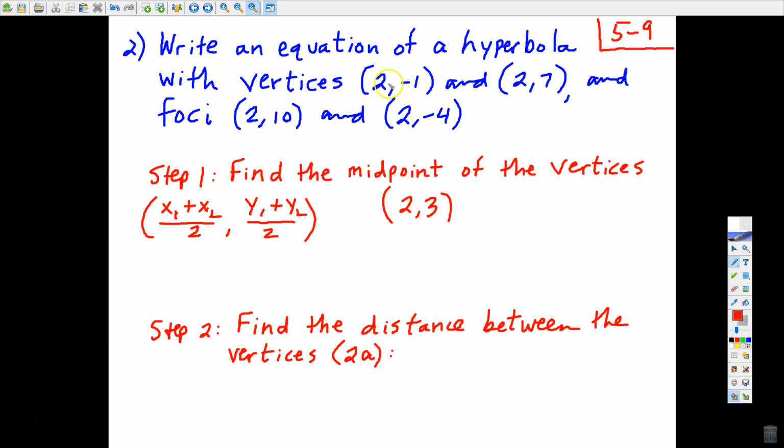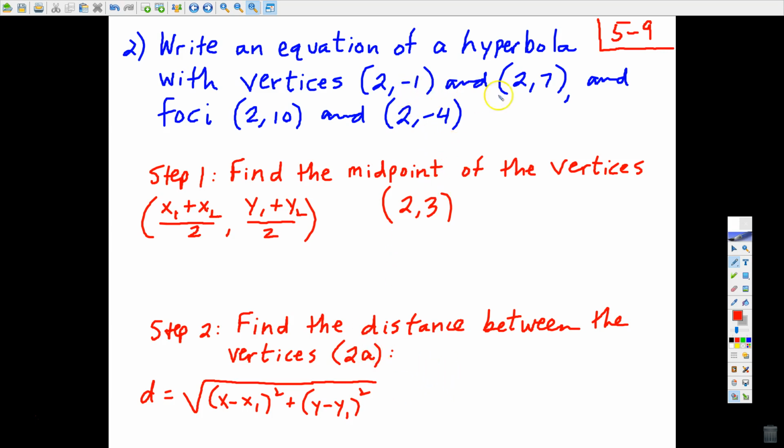Okay, so again, these are hyperbolas that have been shifted from the origin. We found the midpoint of the vertices, which represents the center of where the hyperbola is graphed. Now let's find the distance between the vertices, and that total distance is called 2a. If you need to, you could use the distance formula. I'll go ahead and show it here. The distance formula looks like this. You do the x's subtracted from each other squared, and do the same thing for the y's. And then once you've found that sum, you take the square root of that number.